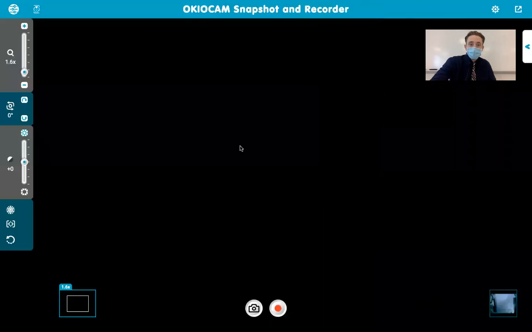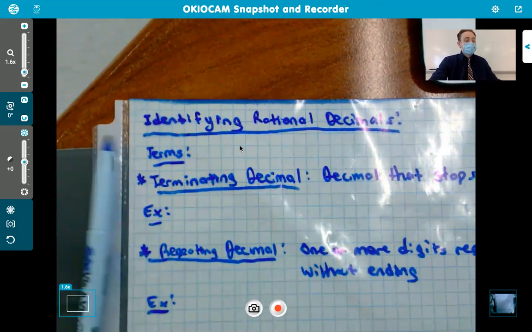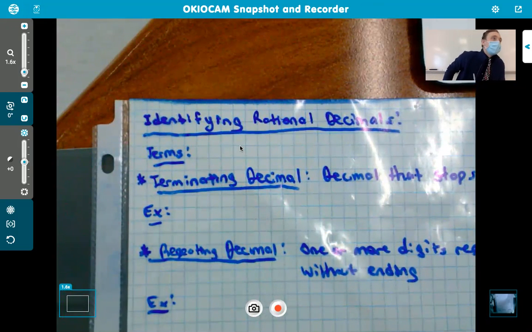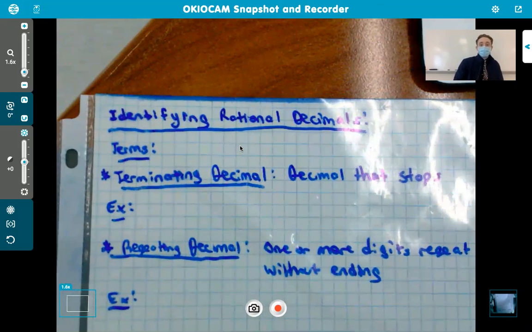Okay, so I'm going to share my screen. And I'm going to pull up my camera here. Like I said, we're going to be working on identifying rational decimals. There are some terms that we want to make sure that we have written down, some new terms maybe to a lot of us that we have not seen before. They all relate to decimals and things that you're going to see on your assignment tonight in ALEKS.